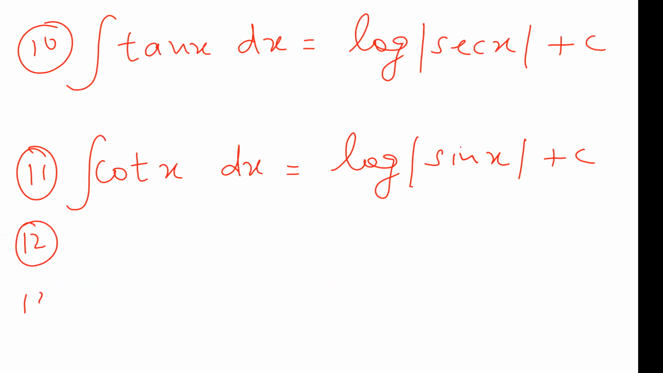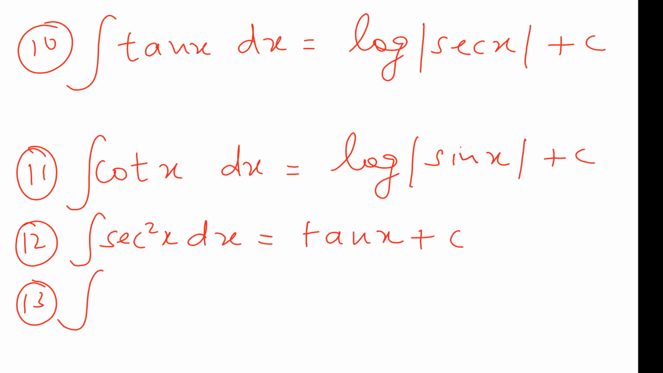Now the 12th and 13th one, integration of sec square x dx is equal to tan x plus c. Integration of cosec square x dx is minus cot x plus c. Integration of sec square x is tan x plus c, and integration of cosec square x dx is minus cot x plus c.